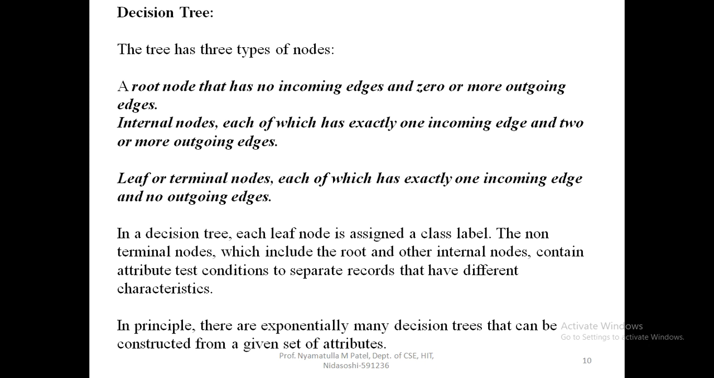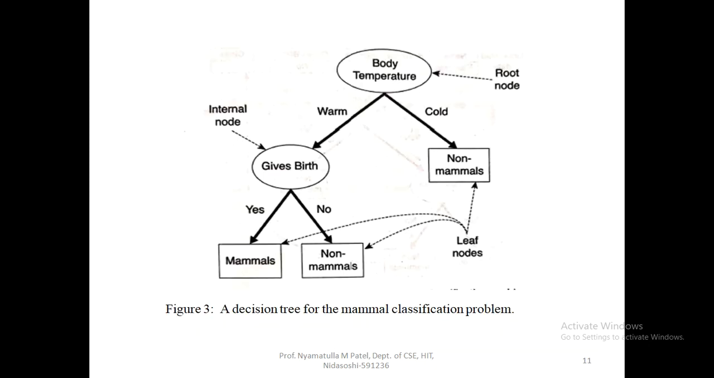Now which are the non-terminal nodes? Root and internal nodes. These are non-terminal nodes. What do they contain? They contain attribute test conditions to separate the records that have different characteristics. In principle, there are exponentially many decision trees that can be constructed from a given set of attributes. So when a set of attributes is given, you can develop a large, exponentially growing number of decision trees.